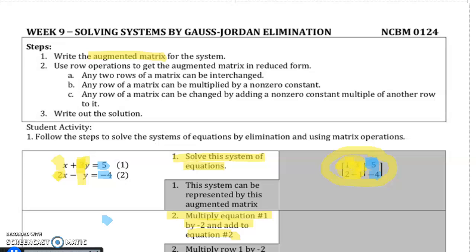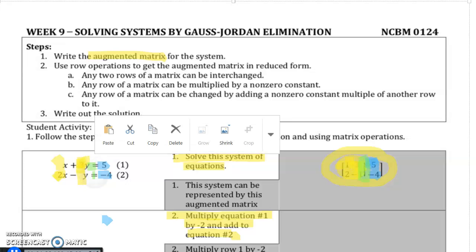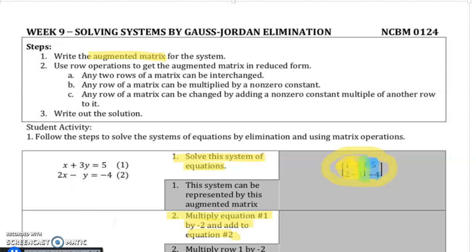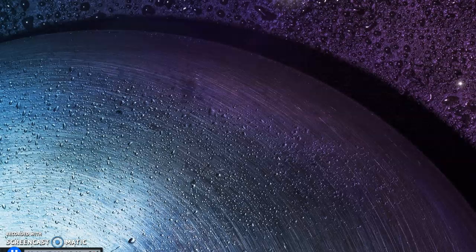Just so you know, the line that you see here in the middle between our constants and our coefficients represents the equal signs that we have in the system of equations. After that, what we're going to do is use all the row operations that we would like. Those row operations could be interchanging rows, like we have here.